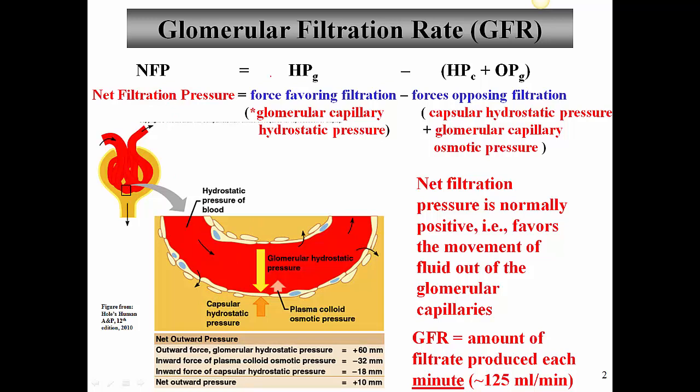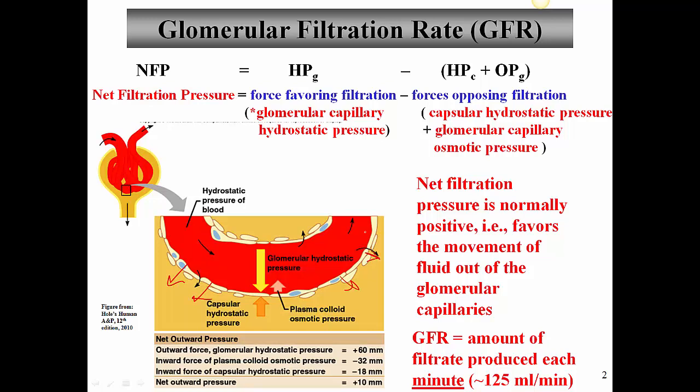So the net filtration, as you see up here, is the algebraic sum of the glomerular capillary hydrostatic pressure, which is here, minus the forces that oppose that movement, which are first the capsular hydrostatic pressure that we just talked about, as well as the glomerular capillary osmotic pressure. And the net filtration normally is positive. That is, it favors fluid movement out of the glomerular capillaries. It normally is this way.